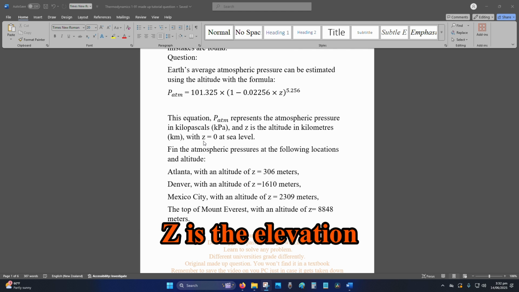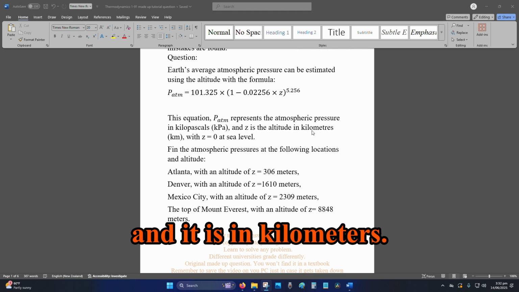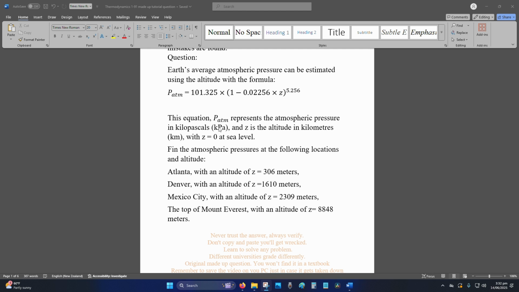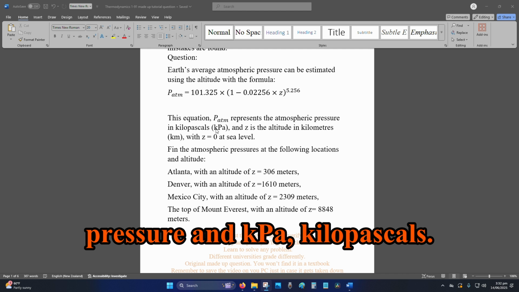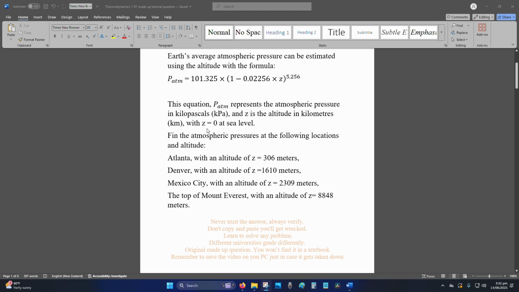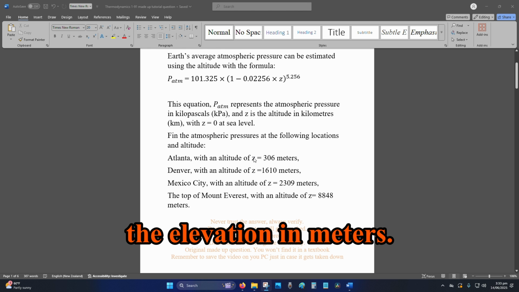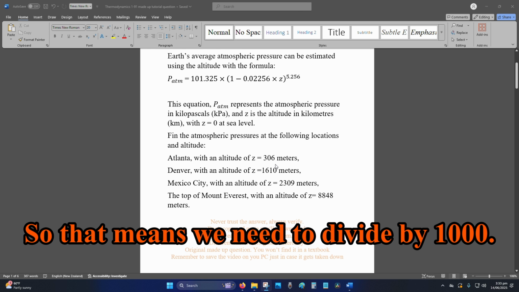Z is the elevation, and it is in kilometers. And we want to find the atmospheric pressure in kPa, kilopascals. So they've given us the elevation in meters, so that means we need to divide by 1,000.